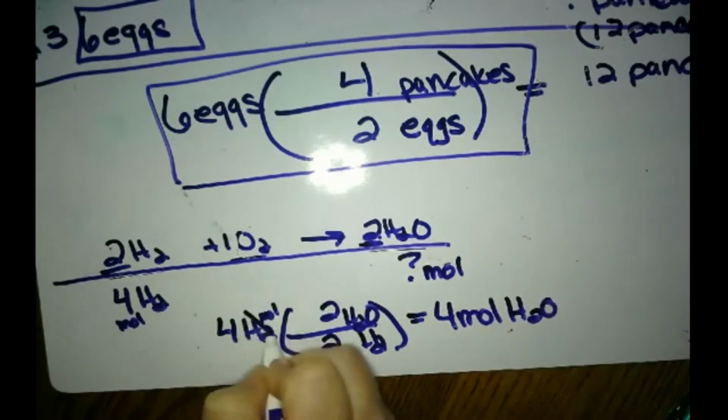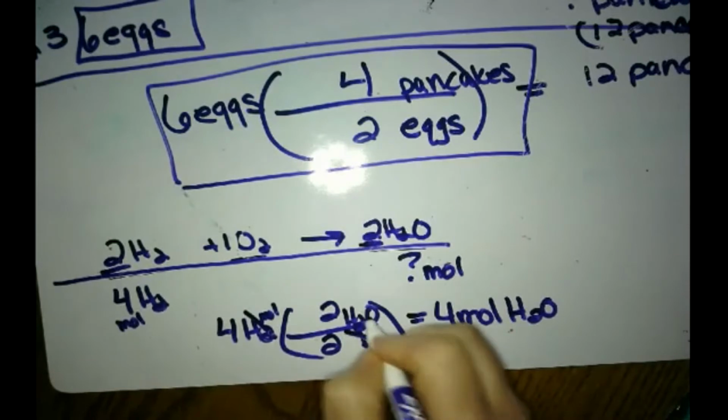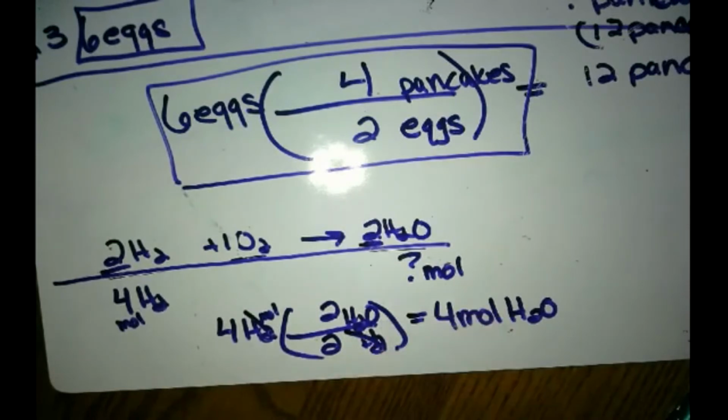My hydrogen moles cross out. I'm left with moles of water. So this is our mole ratio. This is our stoichiometry, and basically this is the heart of stoichiometry.